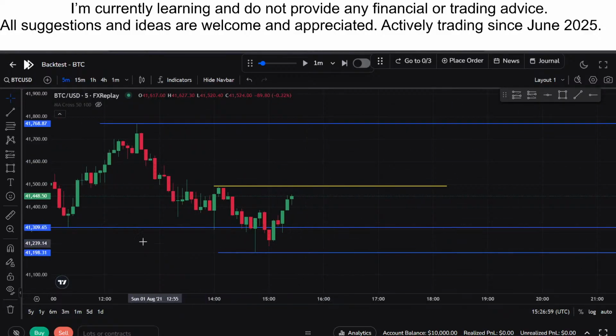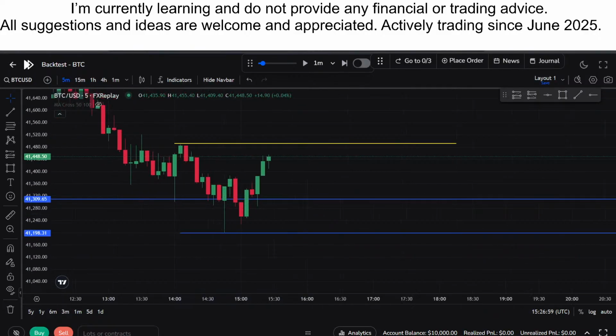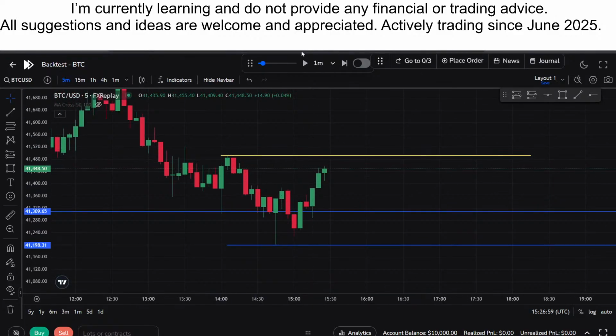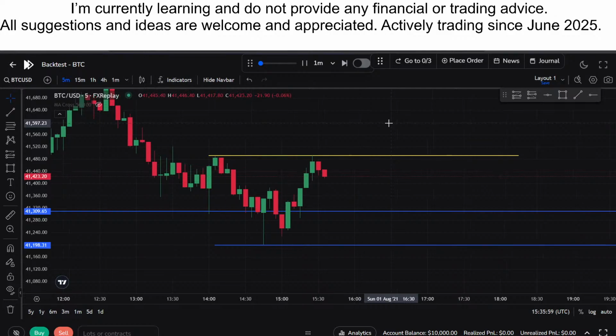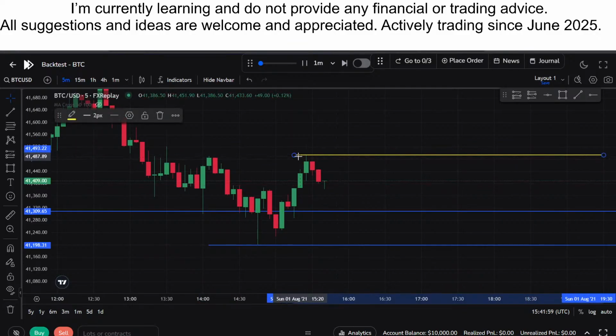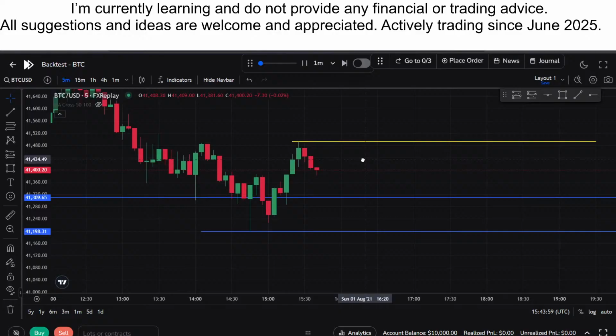Okay, and can we see the fair value gap? Wait a minute. Okay, we will wait for it to break. Okay, so it is trying to break. No, there is not a break of structure still, and yes, there is no break of structure, and it made another high here, so we will wait for it.